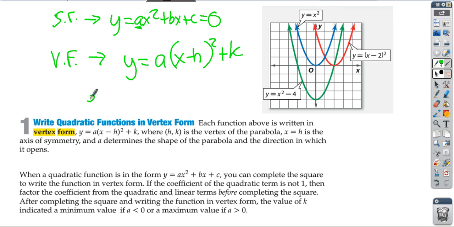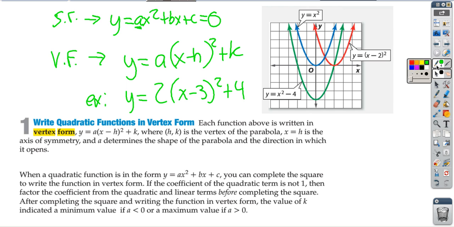So I'll give you an example. Suppose you had this equation: y equals 2 times (x minus 3) squared plus 4. Okay, this is in vertex form. Why is that useful to us? Because it tells us where the vertex is. The vertex here is going to be whatever x value makes that parentheses 0.